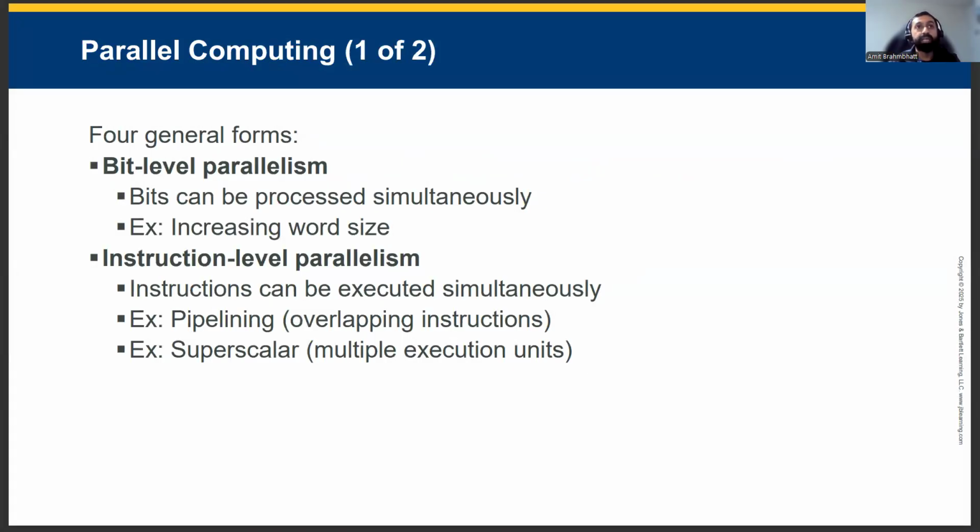There are four broad ideas for parallel computing. Bit level parallelism can process more bits at once by widening word size. Instruction level parallelism overlaps steps, pipelining, or runs multiple instructions at once, superscalar.